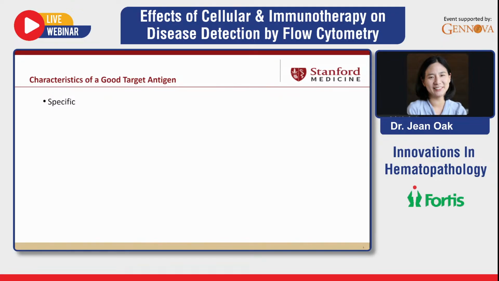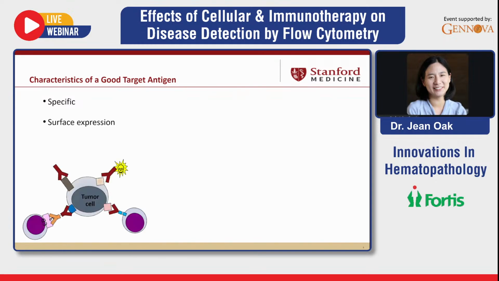So like all drugs, you want your target to be specific, right? You want to avoid toxicity due to destruction of bystander cells. And in addition, the antigen actually has to be expressed on the surface. And this is because if you think about how immunotherapeutics work, these agents all require direct interaction with the antigen.